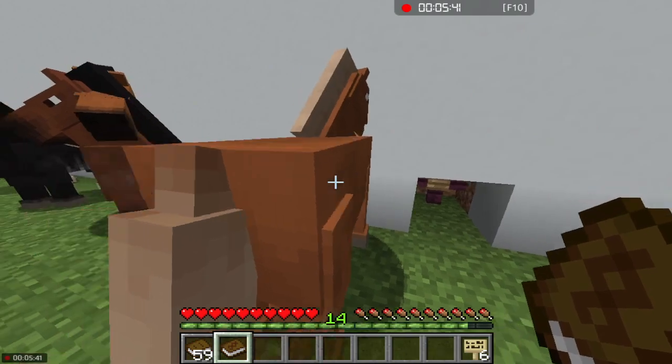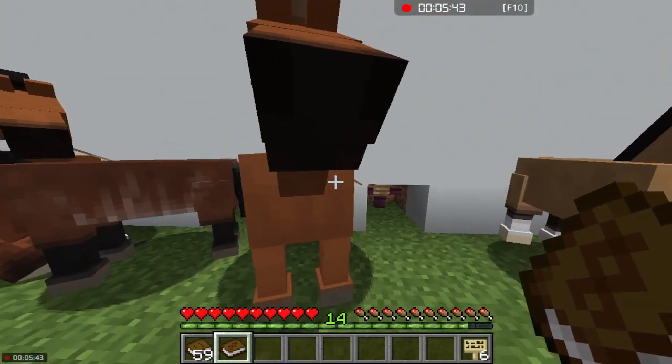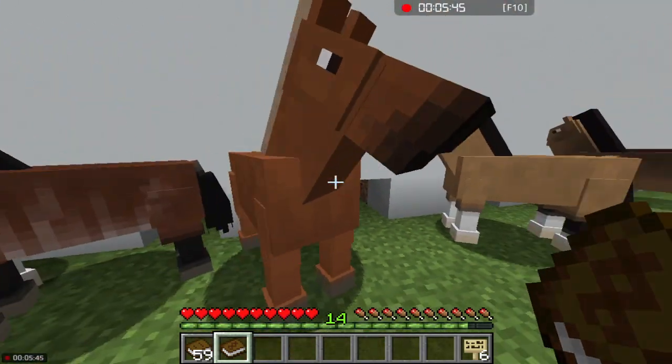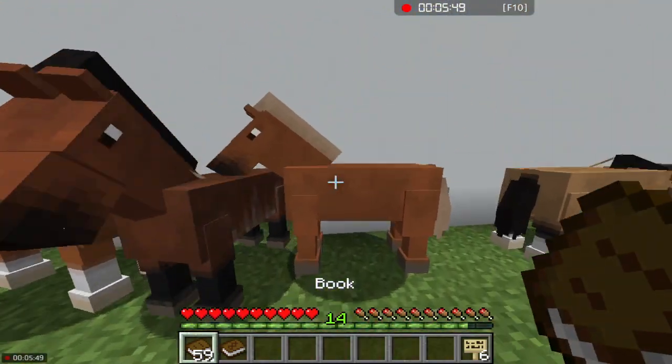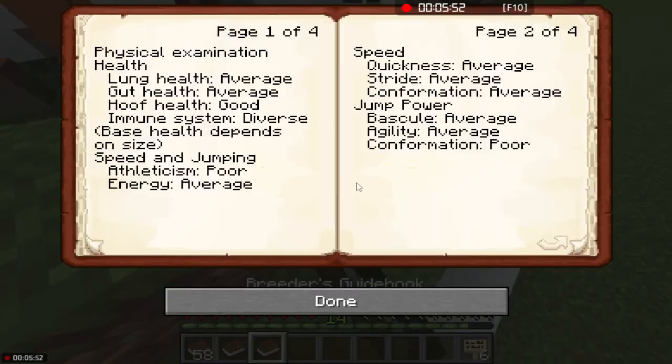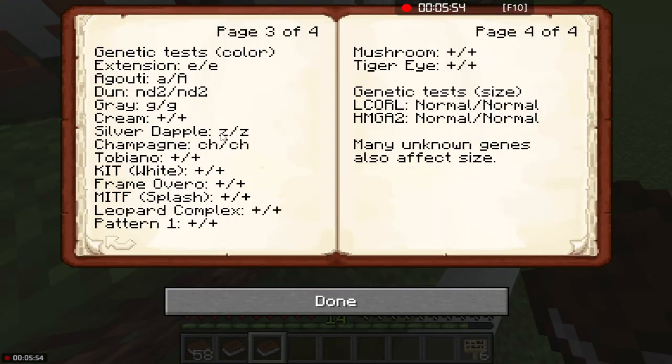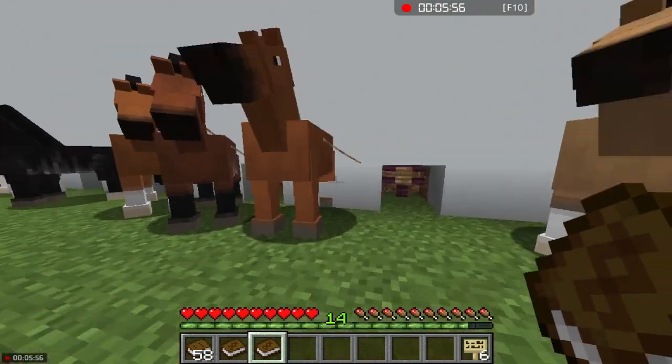Go down here. This would be a little bit more like what that Z gene would look like because it lightens the mane, but this one is not a Z, a silver dapple, see? None of that. So I did some genetic testing.